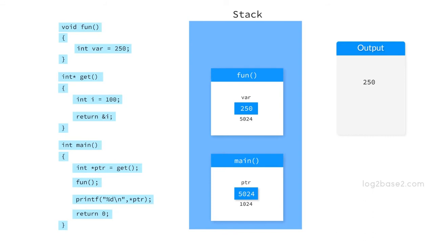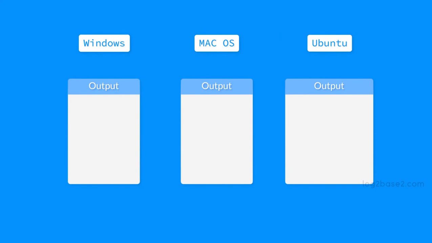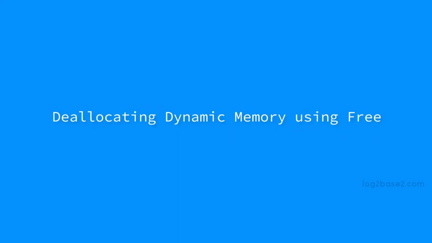We did the same experiment on different operating systems and the outputs are: in Windows 250, in Mac OS 250, in Linux it is a segmentation fault, core dumped error. This is why we should avoid dangling pointers. We can do it by making the pointer null after the use. Next case is deallocating dynamic memory using the free function.